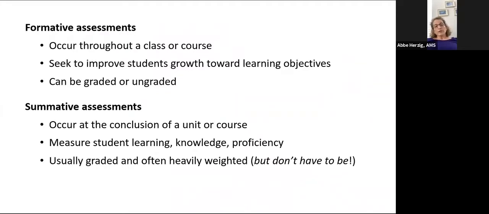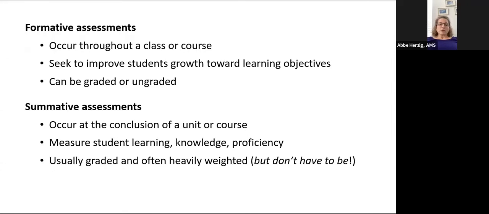So we're talking about formative assessment today, but just so that we understand the difference between different types of assessment, formative assessment is a form of assessment that occurs throughout a class or course very, very frequently. The idea is to improve students' growth toward the objectives that you have and to give them feedback about how they're progressing toward those goals. It's not only feedback for the student, it's also feedback for the instructor. If you see that lots of students aren't understanding what you hope they understand, that gives you an opportunity to change course a little bit if you need to. And formative assessments can be either graded or ungraded.